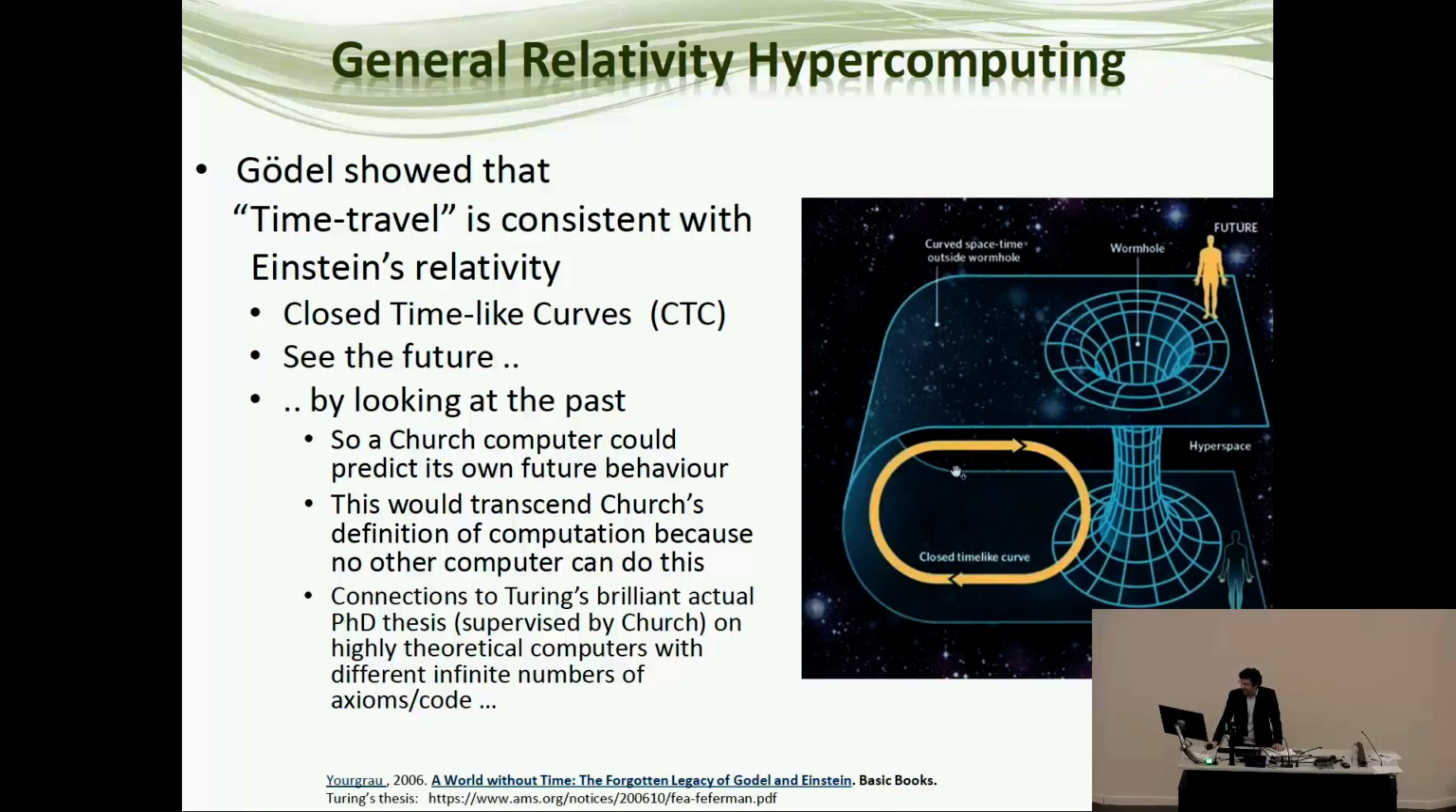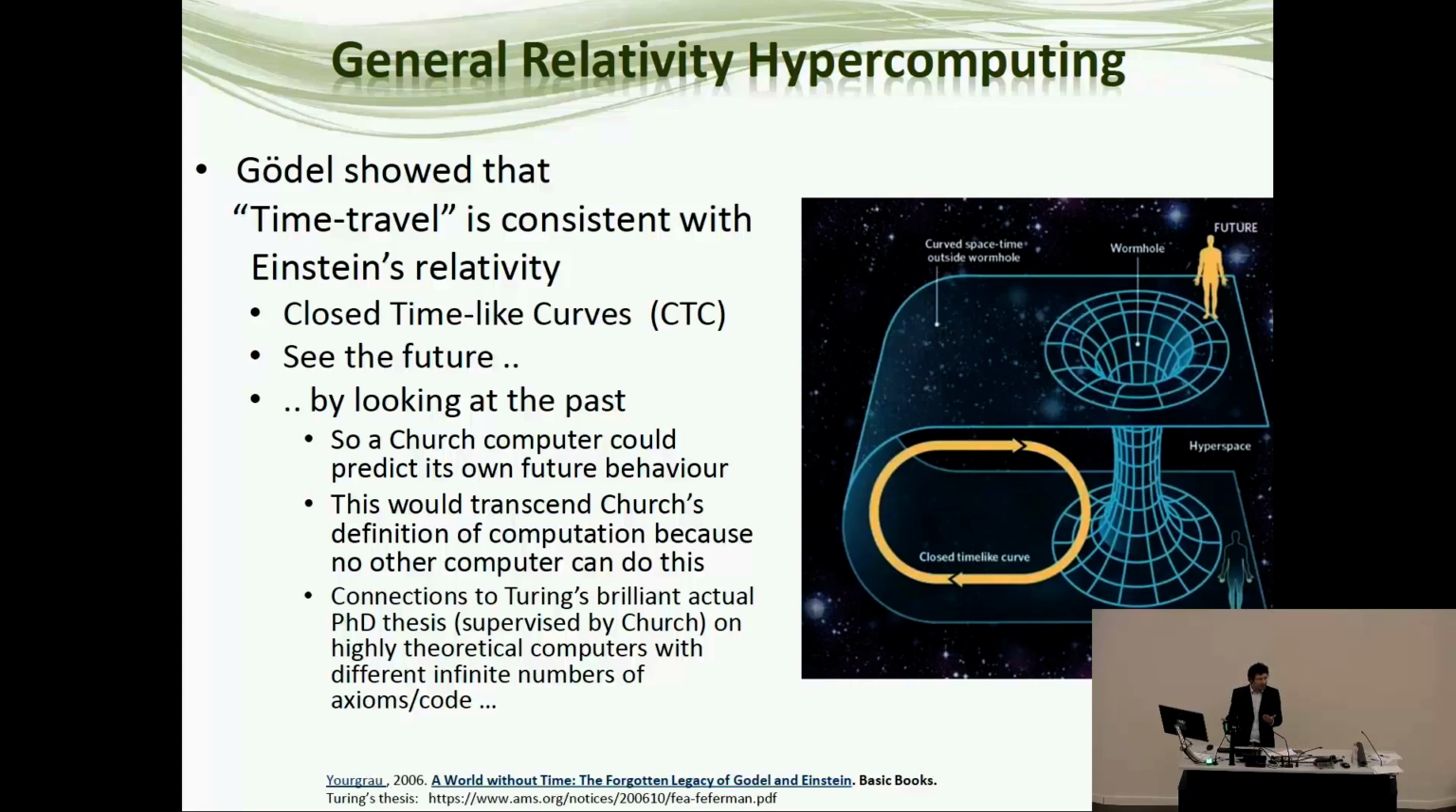If you can do things like this, it is called a closed time-like curve. It was shown by Gödel to be consistent with Einstein's relativity. Something looking a lot like time travel is possible, according to this theory. It's called a closed time-like curve. You need a wormhole connecting one part of space and time with another. But if you had a computer going around this loop, you could then solve a bunch of these uncomputable problems.